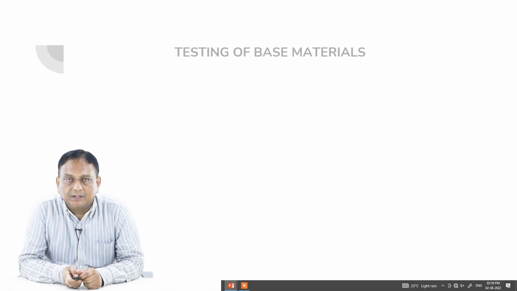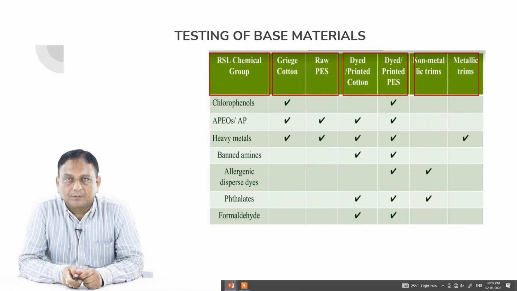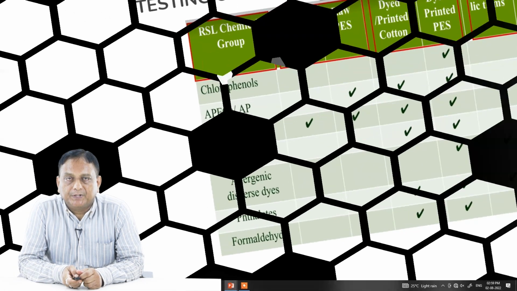Now in the testing plan, testing of the base material is very important. As you can see from this table, the different RSL chemical groups are there. If it is a greige cotton, what should we test? Chlorophenols, APEOs, heavy metals. Similarly, if we want to test dyed or printed cotton, APEOs need to be tested, heavy metals need to be tested, banned amines, phthalates, formaldehyde. So different compounds are to be determined, and it depends upon the material.